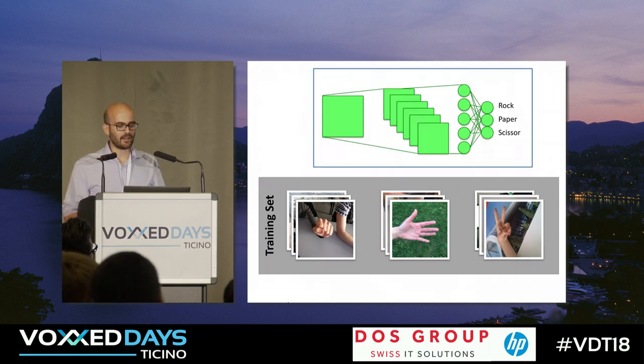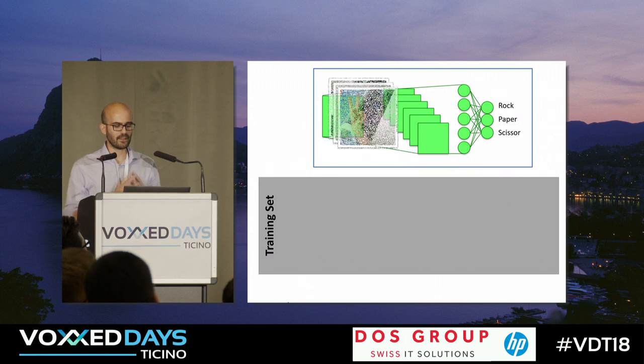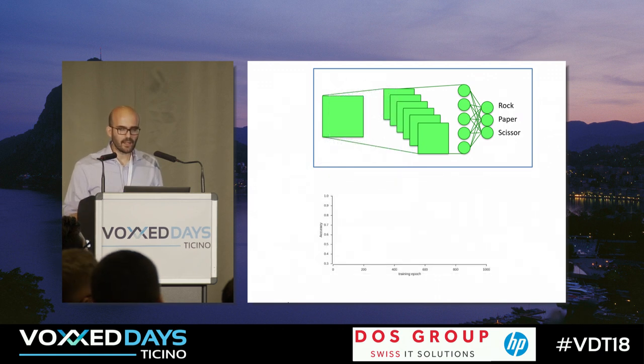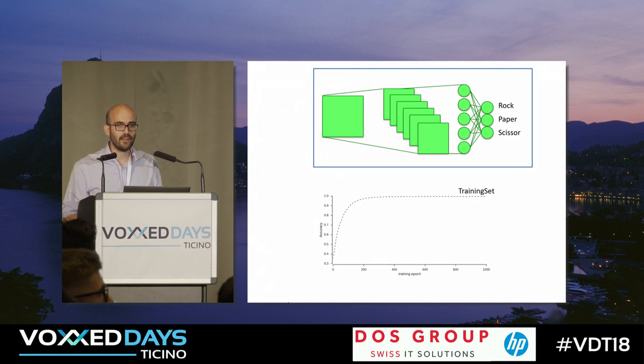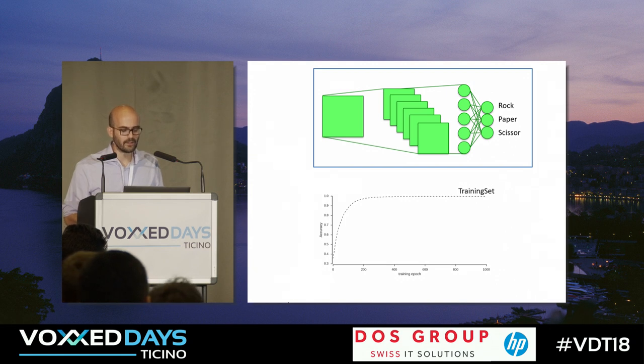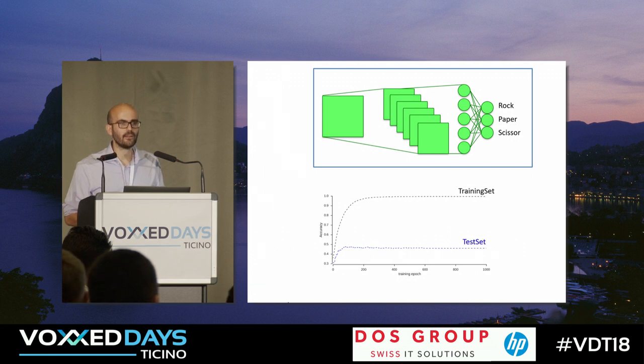Then we take our neural network, we use the training set to train it. And while we train the neural network, we monitor its performance. We monitor how accurate it is on the training set. And we will see that it becomes very good. The accuracy becomes almost 100%, which, as we will see, is quite obvious and not particularly interesting. What we care about is the accuracy of the neural network on the testing set. We want to train something that works well on images that it has never seen. This accuracy will be lower.